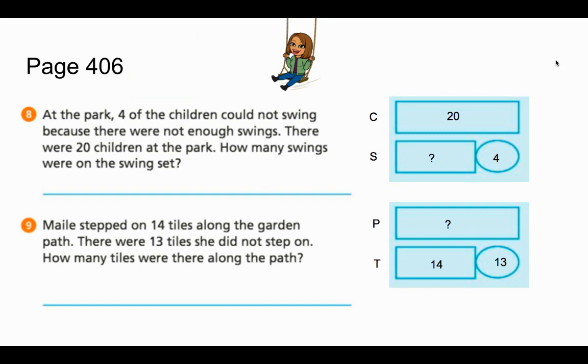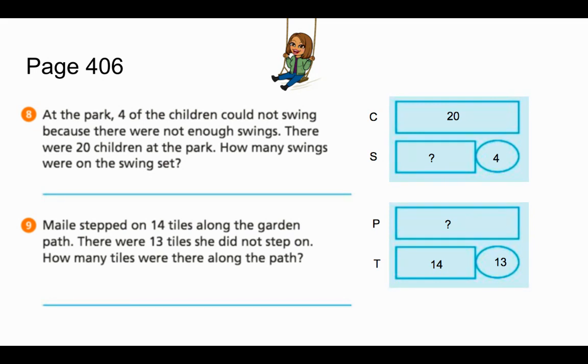At the park, 4 of the children could not swing because there were not enough swings. So, swings, 4 could not swing. There were 20 children at the park. How many swings were on the swing set? So, third graders, 4 of the children could not swing. All of these kids were swinging on the swings, and there were 20 altogether at the park. So we're missing an addend. 4 plus something equals 20. Did you get 16? Awesome job. All right.